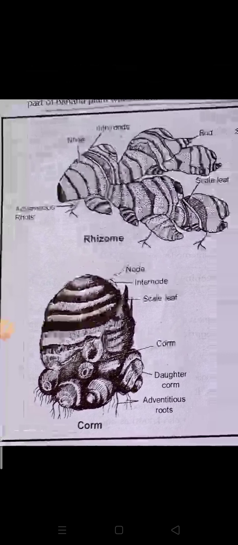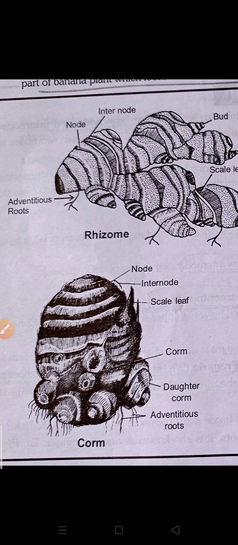The condensed structure, and these grow mostly vertically under the soil surface. Clear? You can observe nodes and internodes are there, scale leaves are there. Okay, or from one only several daughter corms can come out, and adventitious roots are present in case of corm type of stem.